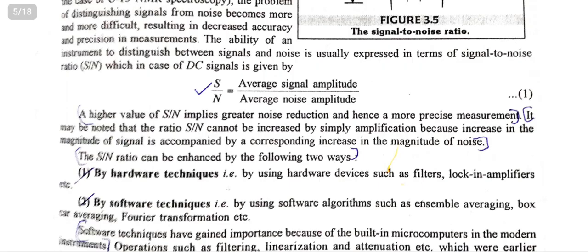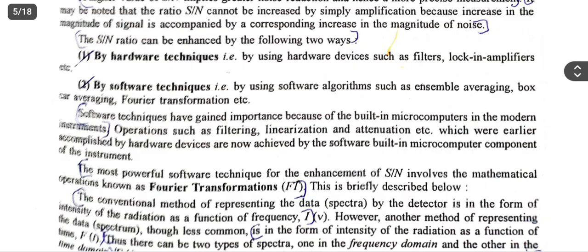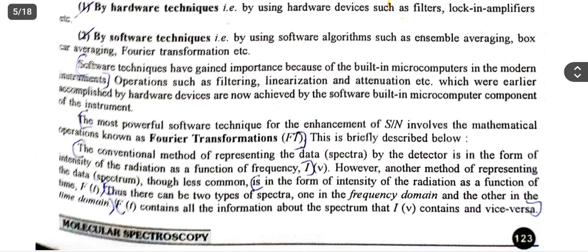A higher value of S/N implies greater noise reduction and hence a more precise measurement. It may be noted that the ratio S/N cannot be increased by simply amplification, because an increase in the magnitude of the signal is accompanied by a corresponding increase in the magnitude of noise. The S/N ratio can be enhanced in two ways: by hardware techniques, such as filters, lock-in amplifier, etc.; and by software techniques, using software algorithms such as ensemble averaging, boxcar averaging, Fourier transformation, etc.